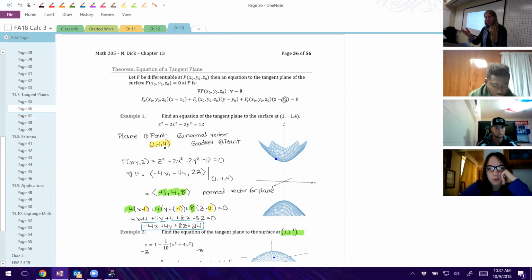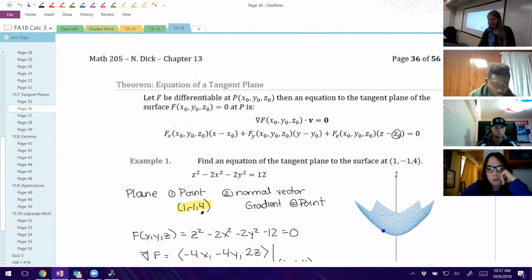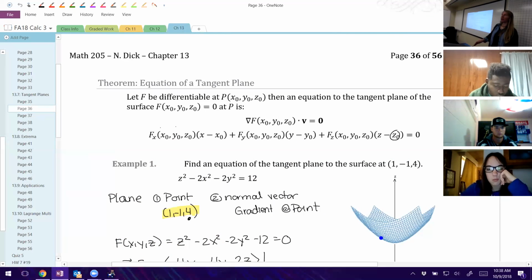Okay, talking about tangent planes. So that reviewed a little bit of what we were talking about, and actually the top of this page has the only formula we've gotten to so far. So let's just go right there. So top of page 36, that's what we're talking about. And this looks super complicated. There's a lot of stuff going on here.